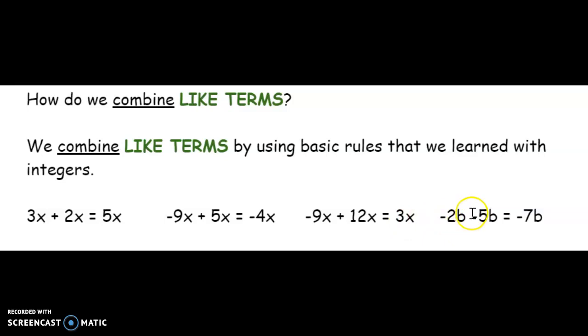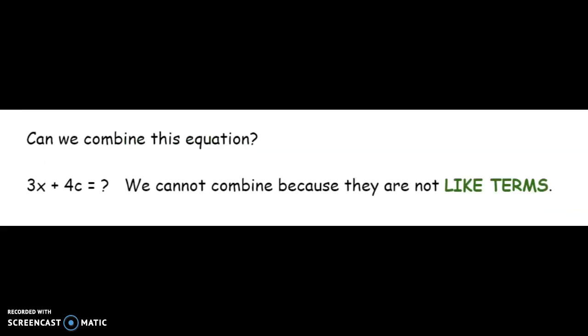Negative 2b minus 5b equals negative 7b. Remember, our subtraction turns into adding a negative, and we add them. This should be very familiar to you. Let's look at this one and see if we can combine this expression. 3x plus 4c, we can't combine those because they are not like terms. Remember, we're only combining like terms.